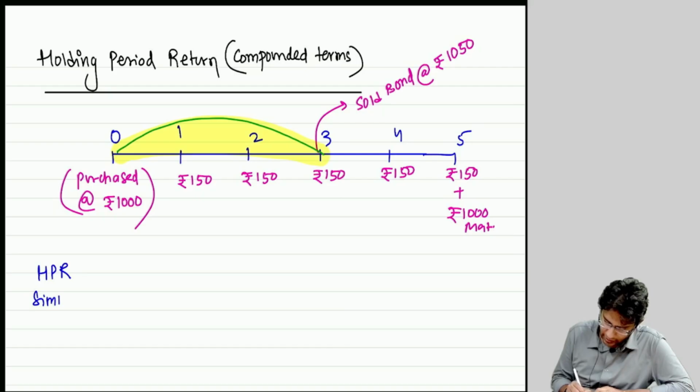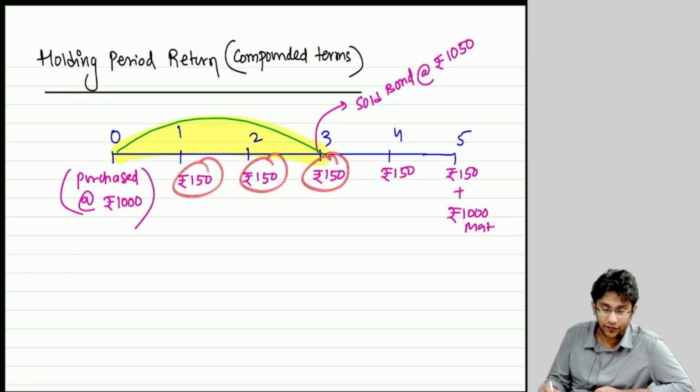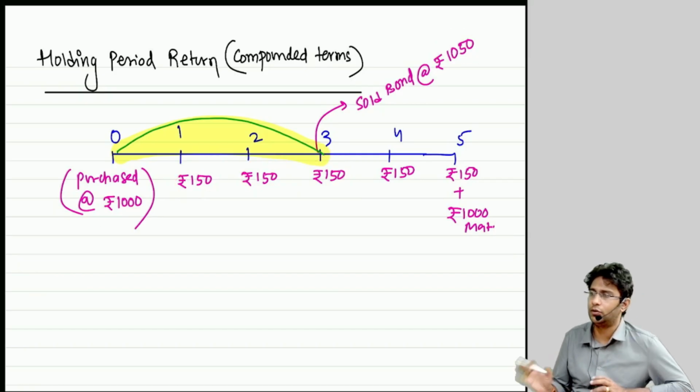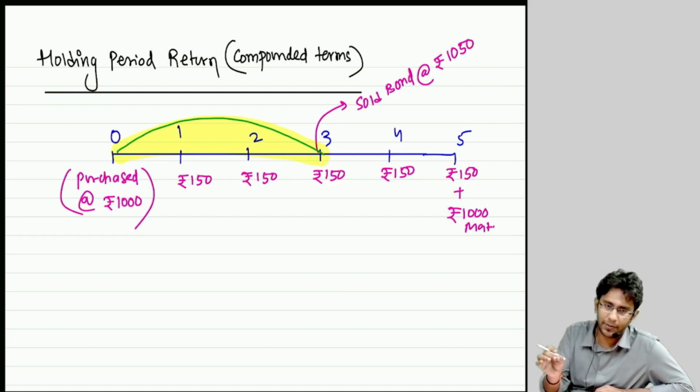Now, HPR, simple return if you want. Simple is very easy. What you will do? (150 plus 150 plus 150 plus 1050 minus 1000) whole divided by 1000 into 100. Total coupon plus capital gain divided by initial investment into 100. That's the easy answer. I don't want that.